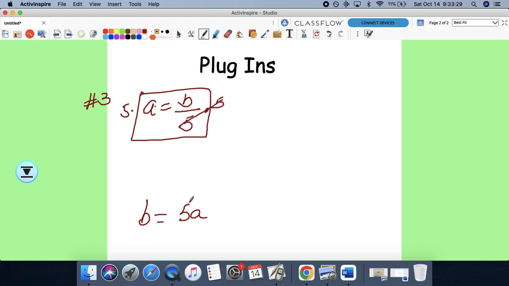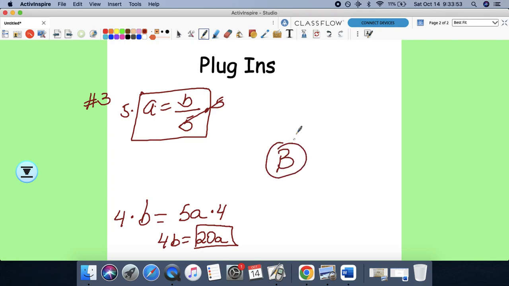Now, the question says, what is 4b? Well, we multiply this by 4. So going back, we know the value of b is 5a. If we multiply both by 4, which is what we want, it says that 4b equals 5 times 4, which is 20a. And that's your final answer, which is B.